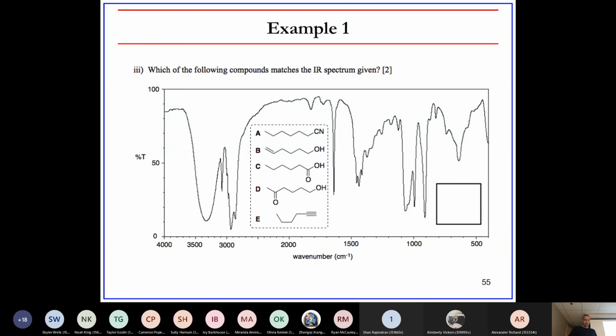Here's one. IR spectrum. Tell me which compound A, B, C, D, E matches this spectrum. So first thing we're going to do, vertical line at 3000, vertical line at 1600. So we have our double bond region, triple, double, fingerprint, and this is bonds to H.